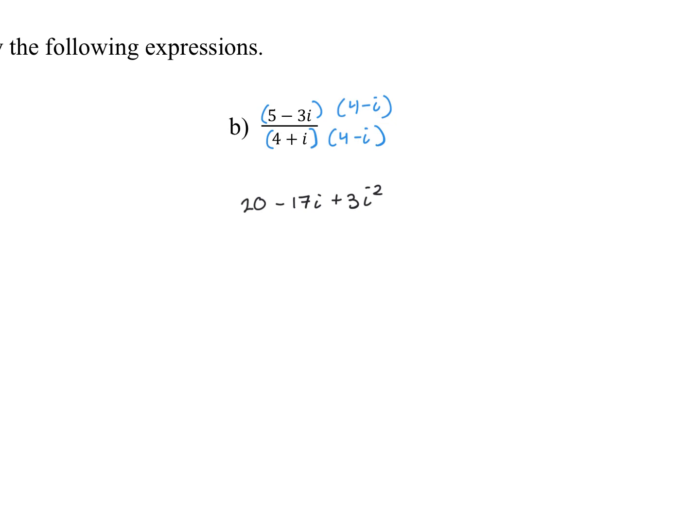And then in our denominator, you'll see what happens when we multiply by that complex conjugate. Here we have 16, and then we have minus 4i plus 4i, so that cancels out. And then we just have minus i squared, which we will simplify. So again, this becomes negative 3, because 3 times negative 1. So we have 17 minus 17i. And then in our denominator, this becomes minus negative 1, so really plus 1. So we can say over 17.